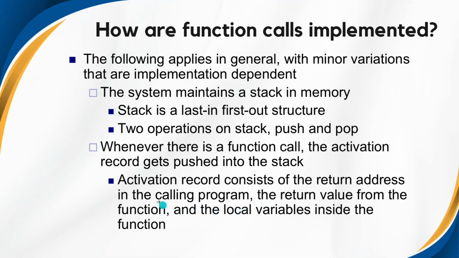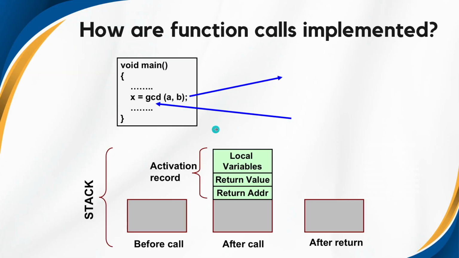So, this is the very purpose of having a stack to hold activation records in order to implement function calls. The same has been demonstrated with an example. Here you could see we have a main function. Within the main function, we have a call to the function named GCD with two arguments a and b.